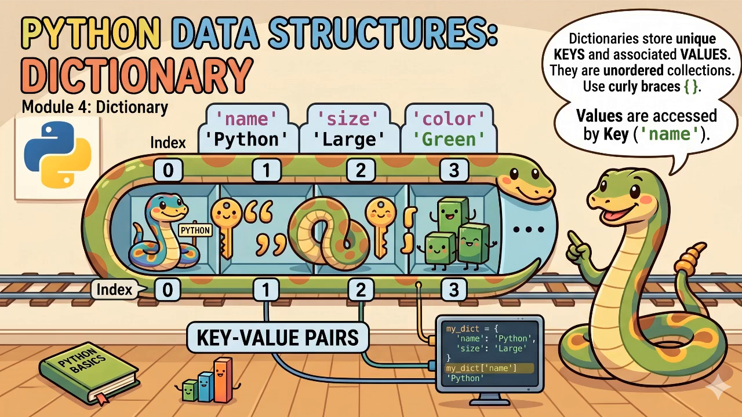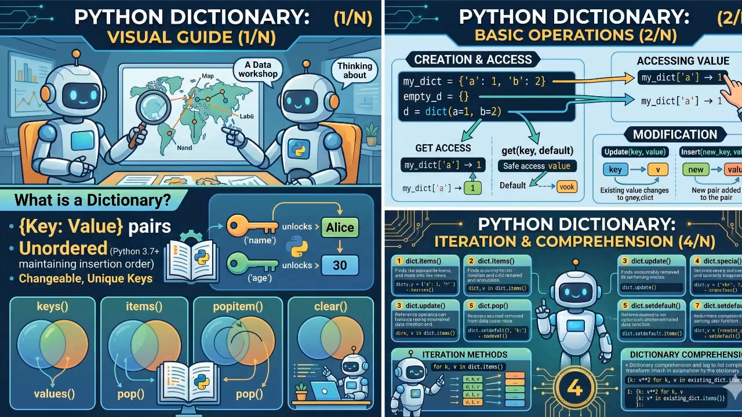Welcome to Module 4, Dictionary in Python. In this module, we will learn how dictionaries store data using key-value pairs and how to access and manipulate these values through code. This slide shows that dictionaries store data as key-value pairs. For example, name maps to Python, size maps to large.